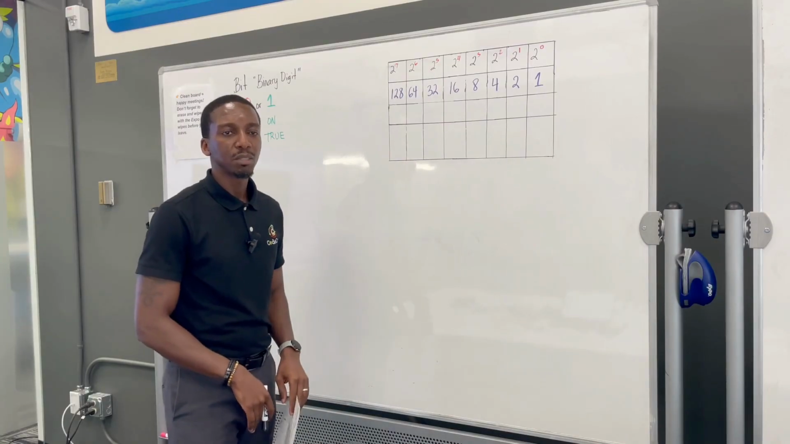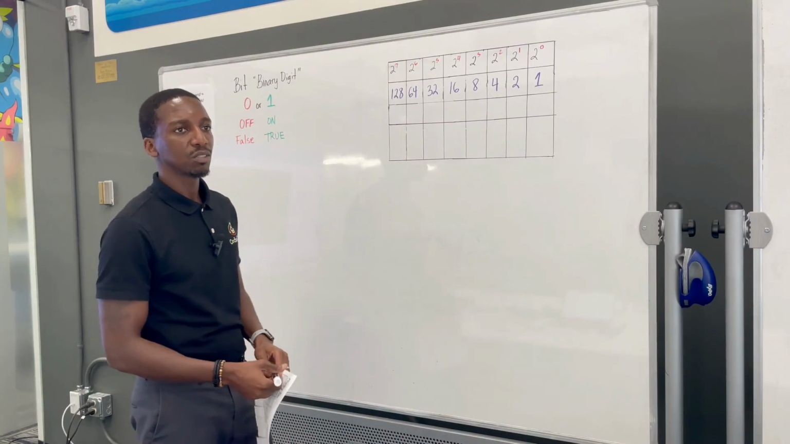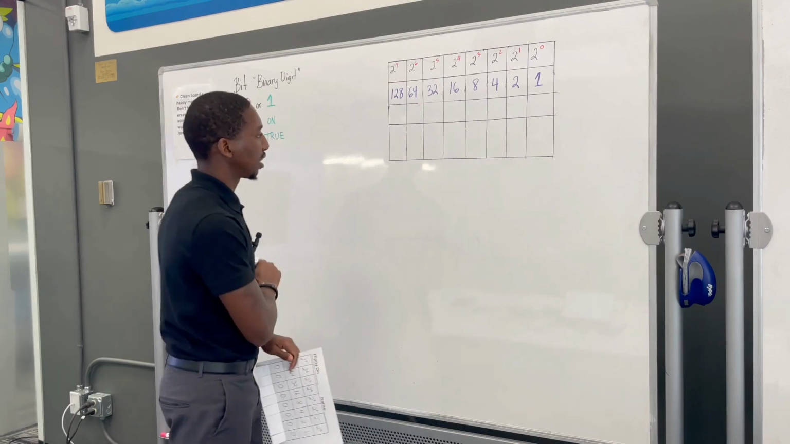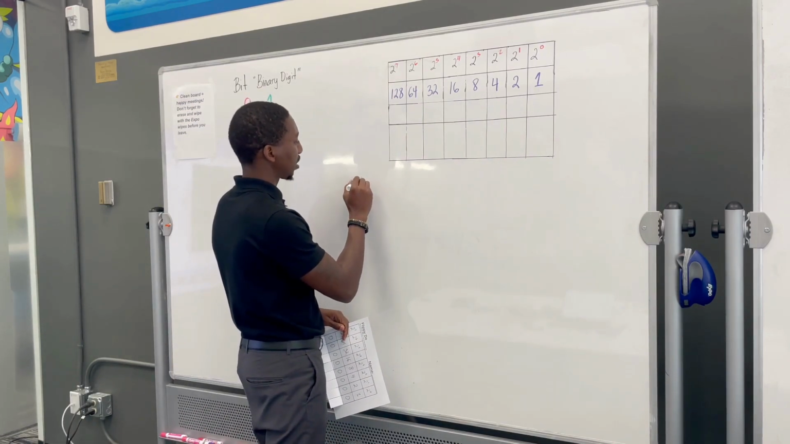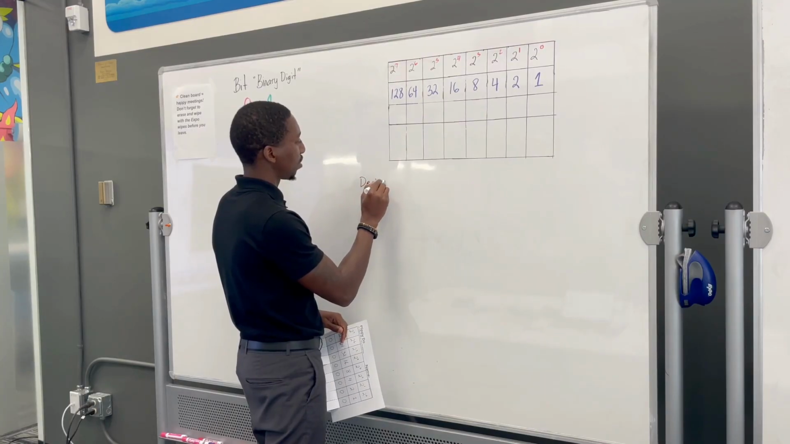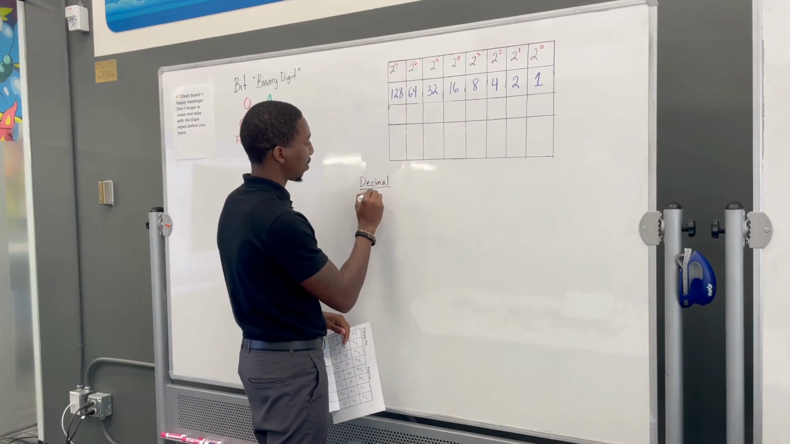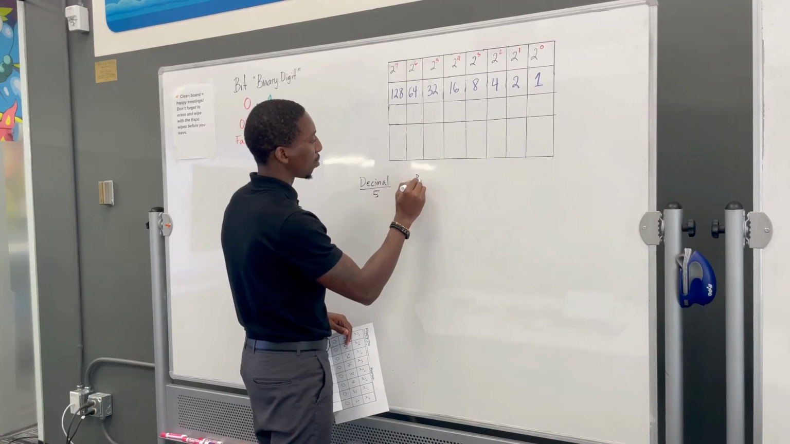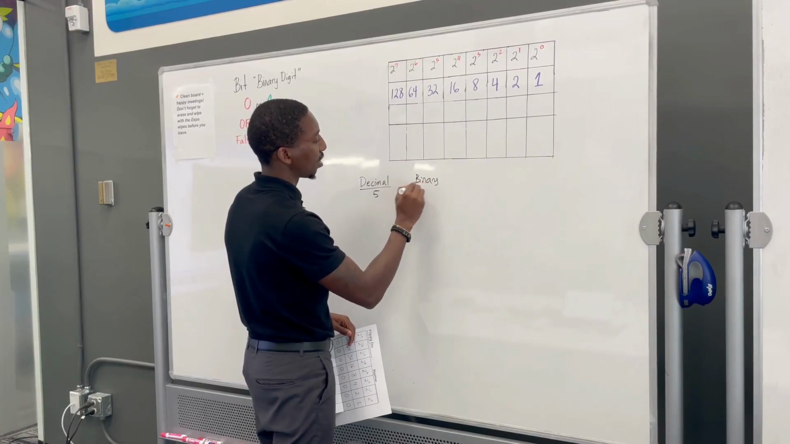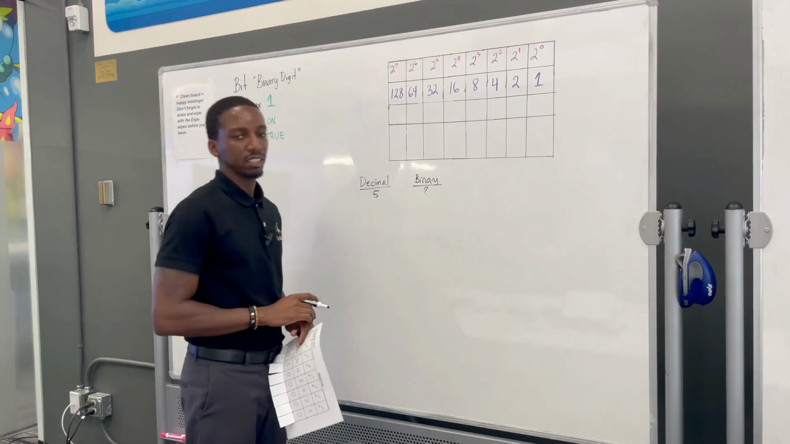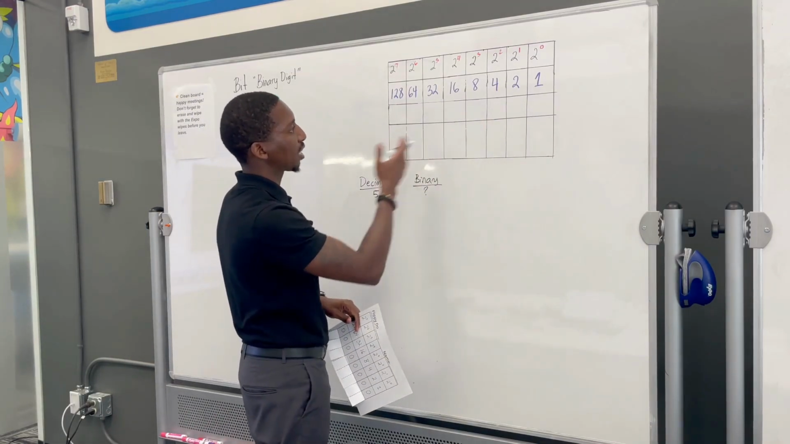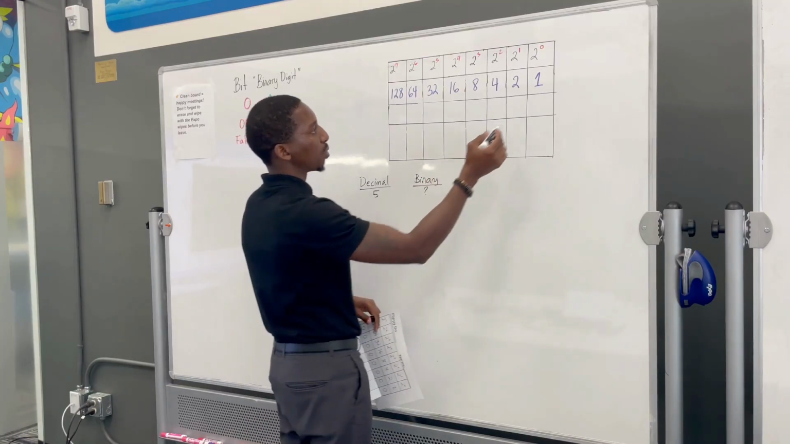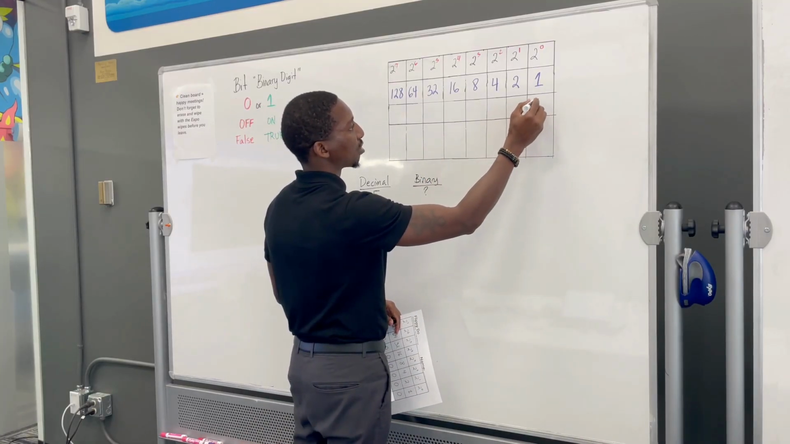All right, so now let's look at some examples. Let's start with some easy numbers. Let's say we want to do the number 5. So we want decimal, which is number 5, but we want to know what our binary equivalent is, okay? So to do this, we're going to look at our table. And by default, we know that everything is set to 0.